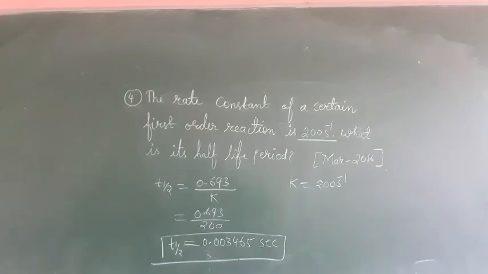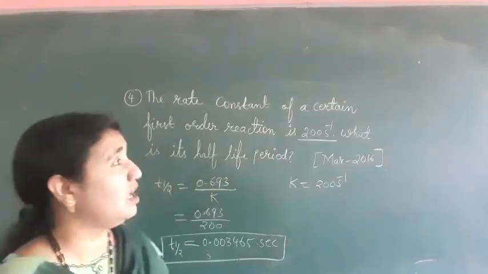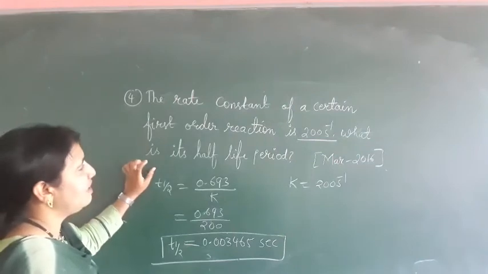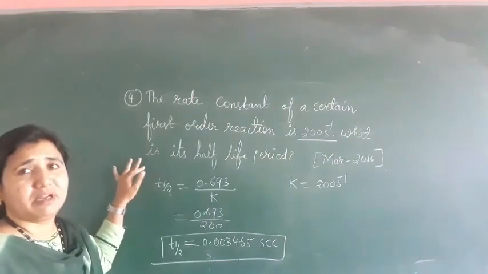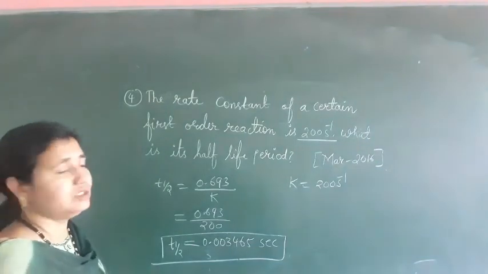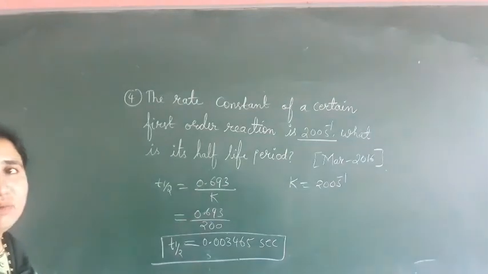This question was asked in March 2016, a 2 marks question. Easy only. They will give the first order reaction's rate constant and we have to find out the half-life period. Sometimes they will give the half-life period and we have to calculate the rate constant. So using 0.693 by K, we can solve this problem.